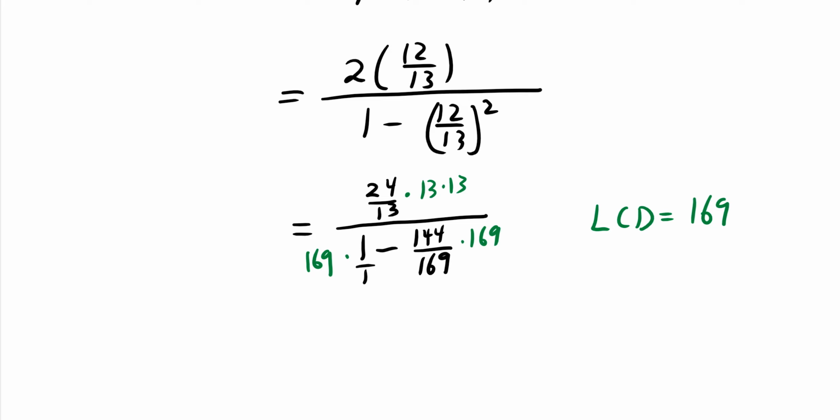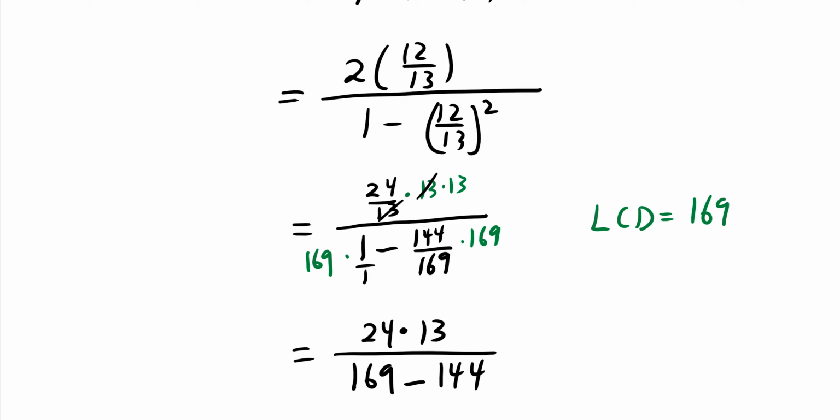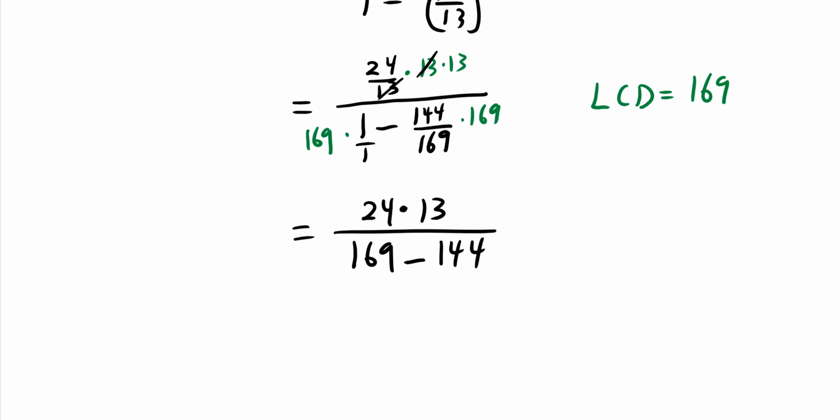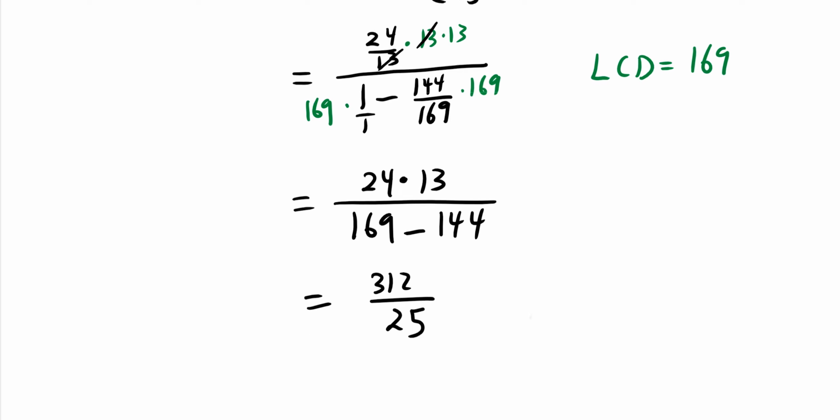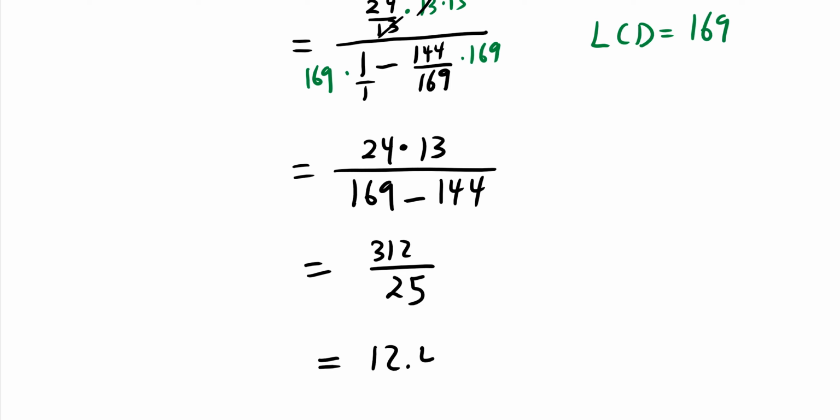And then this gives us, 13 cancels, 24 times 13 over 169 minus 144. What we can do is multiply the top ones, 24 times 13, and that gives us 312. And we can simplify by subtracting the denominator numbers, 25. And if we divide it out, that gives 12.48.